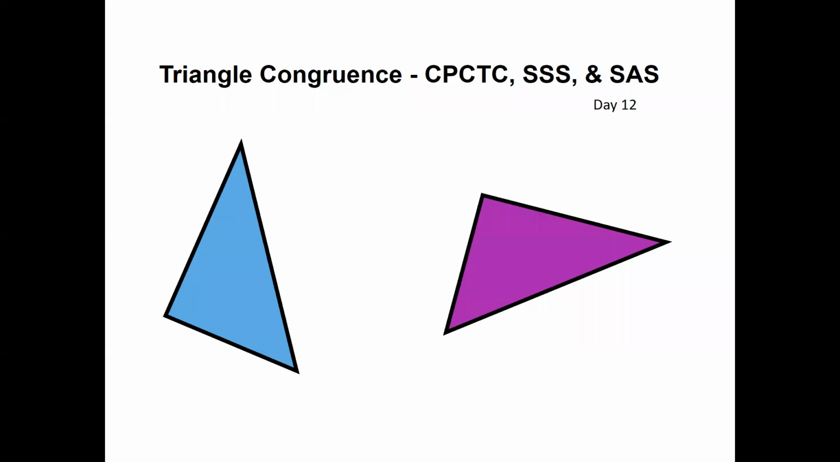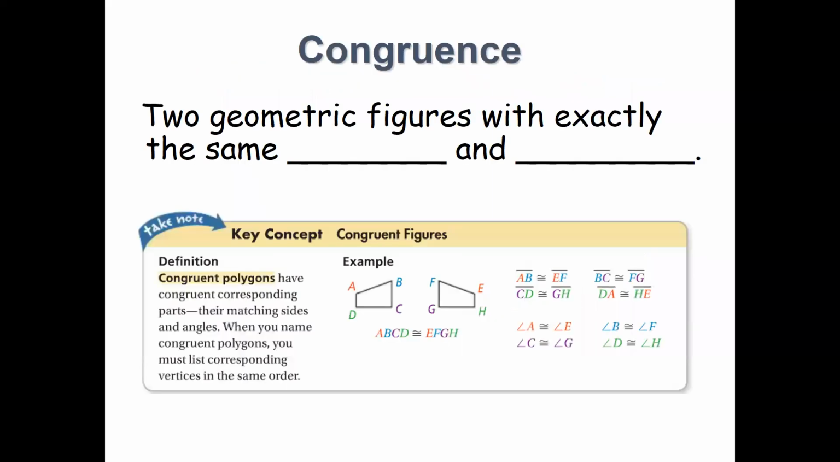So now we're going to look at triangle congruencies. Today we're going to study CPCTC, SSS, and SAS. We will talk about each one of those and what those letters represent in just a minute. So first thing we want to discuss is congruence.